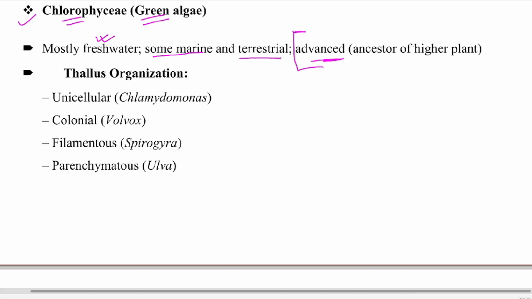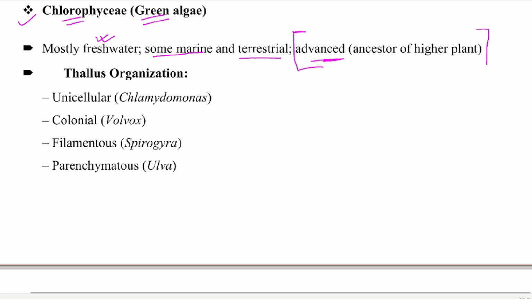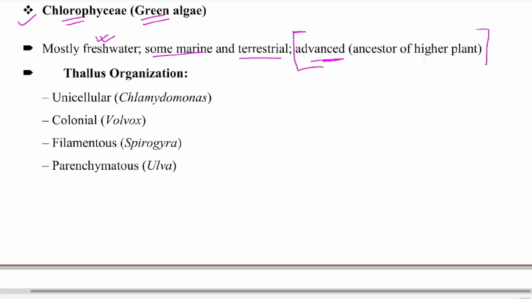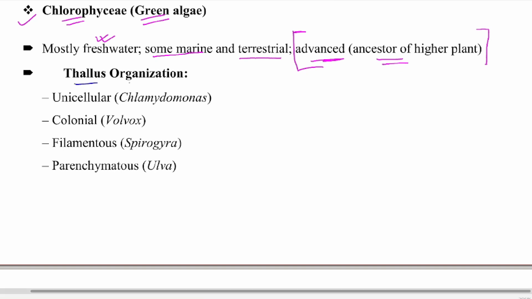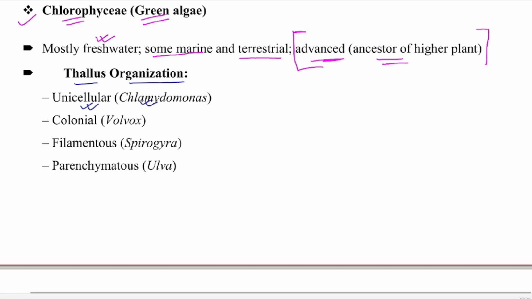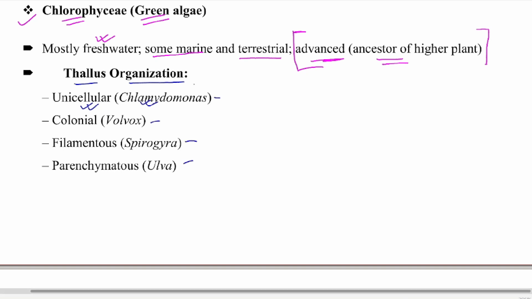The point to remember is that it is the advanced type of algae. If asked which is the advanced type of algae, then your answer would be Chlorophyceae or green algae, as given in the option. Advanced, that is, it is the ancestor of the higher plants. And next is the thallus organization, that is unicellular, like Chlamydomonas. Green algae examples are Chlamydomonas, Volvox, Spirogyra, and Ulva. I'm talking about which kind of thallus organization is present in the particular green algae.